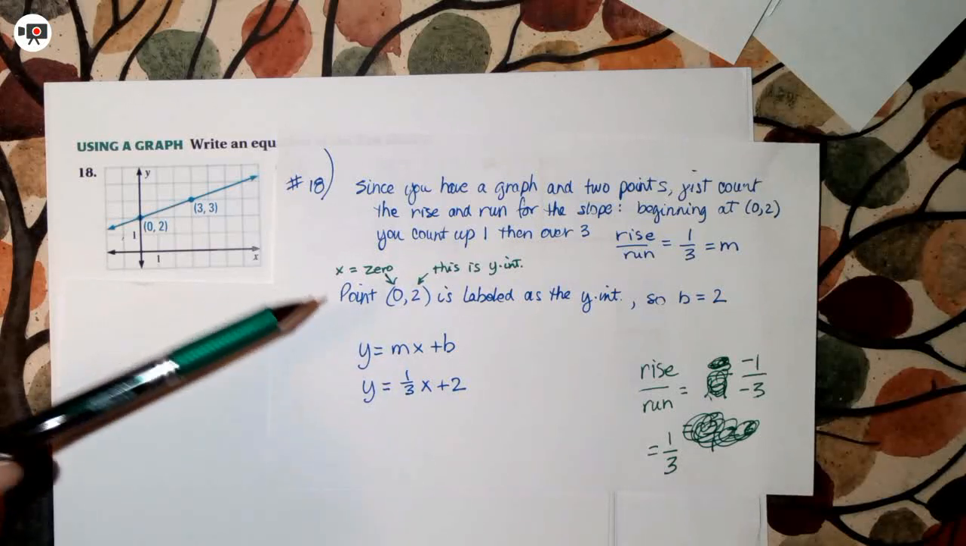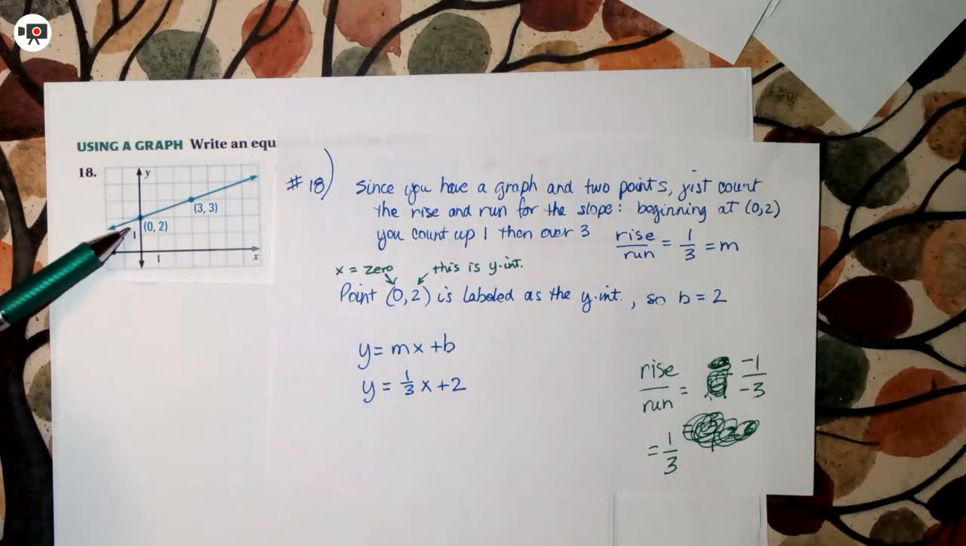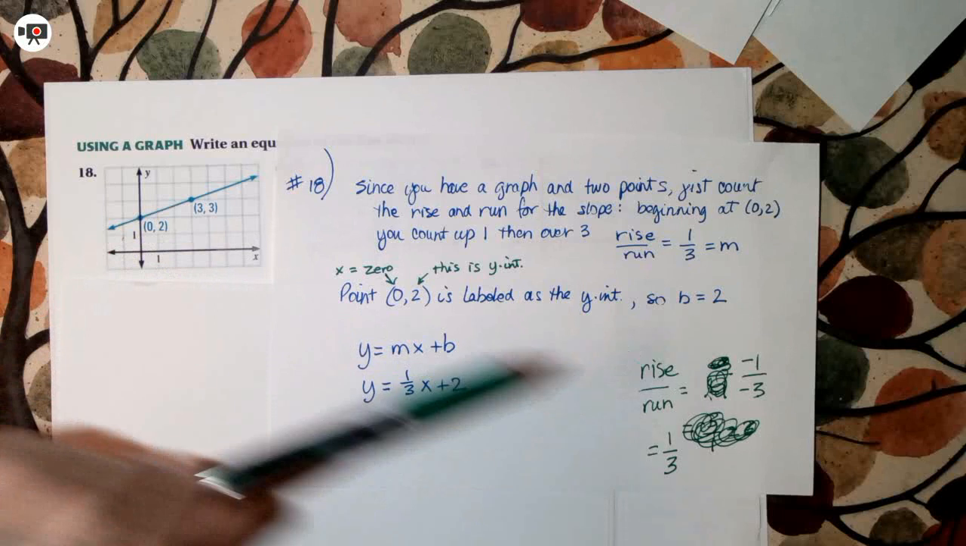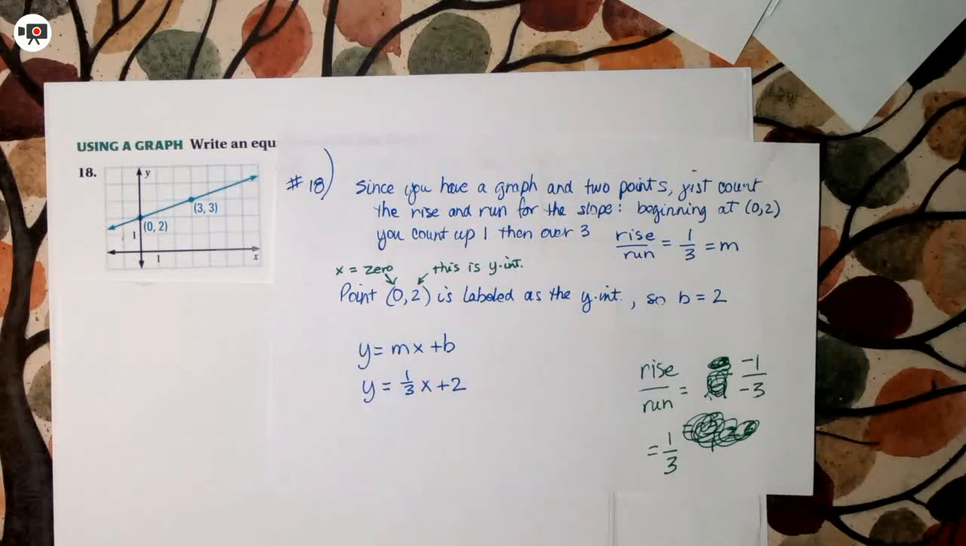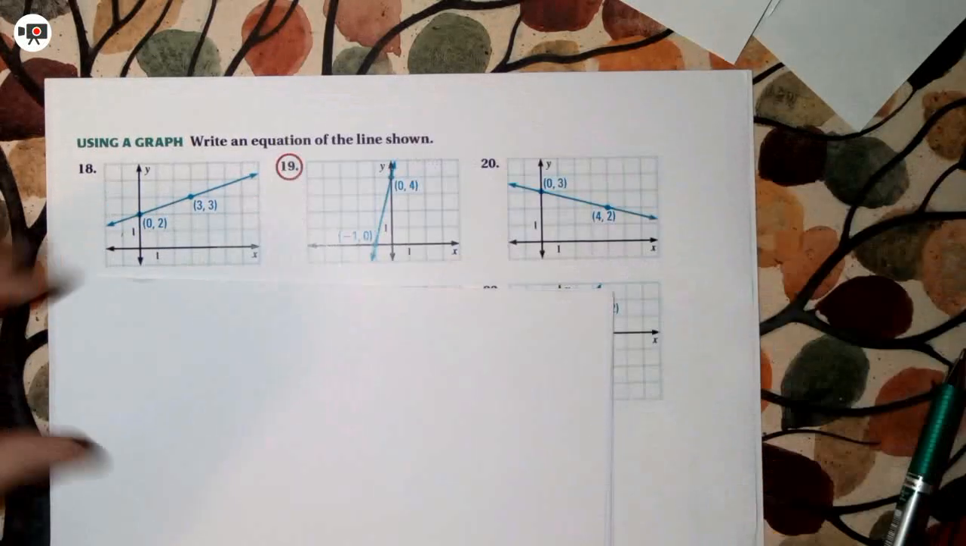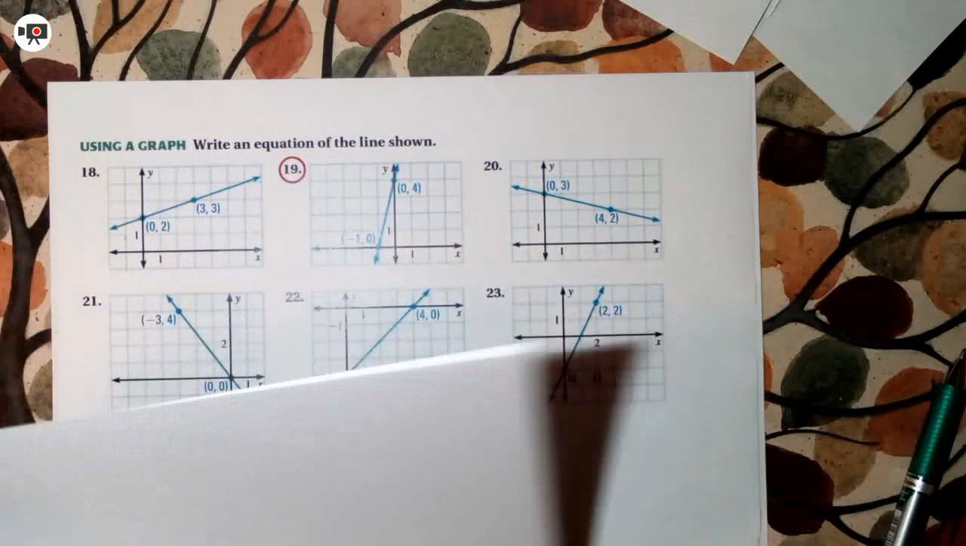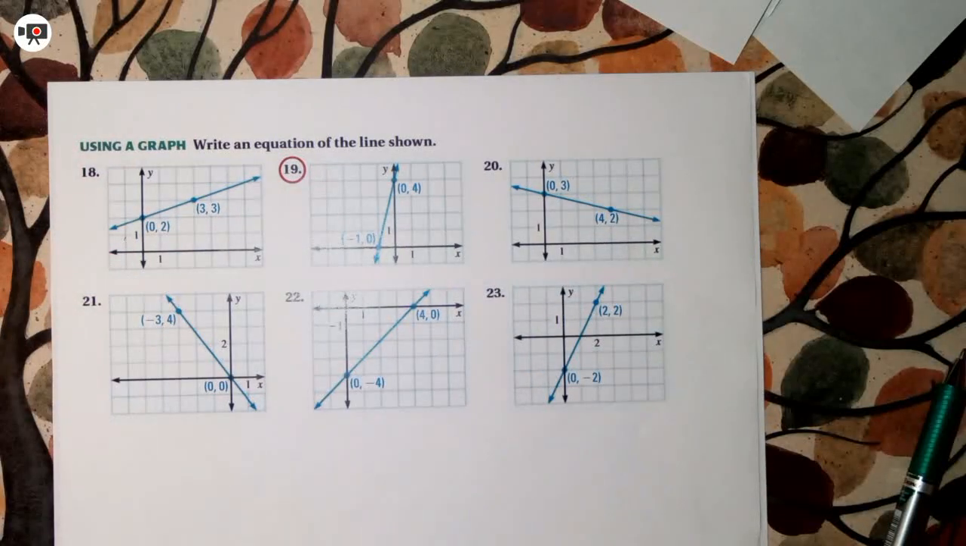Okay, now then, the point 0, 2 is labeled. You do know the y-intercept is 0, 2. It's labeled. And so the y-intercept b is 2, and that's how you do it. Okay, please go ahead and finish these out. Pause the playback.